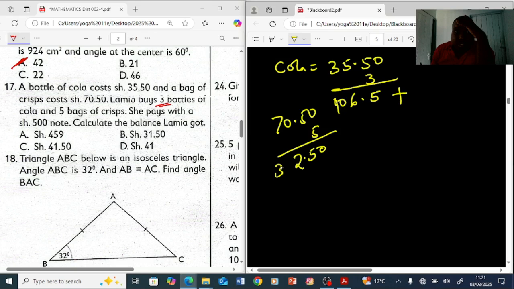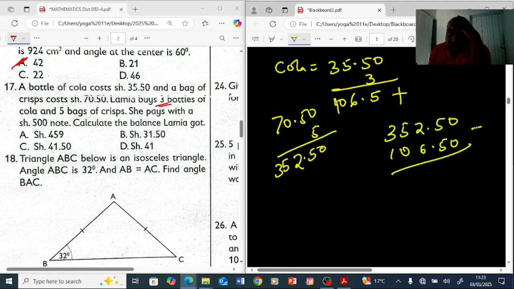Now the total will be 352.50 plus 106.50. 0. This is 9. Now let's add here. This is 0. This is 10. 0 carry 1. 2 plus 6, it is 8. 8 plus 1, 9. 5, 4. So it is 459.